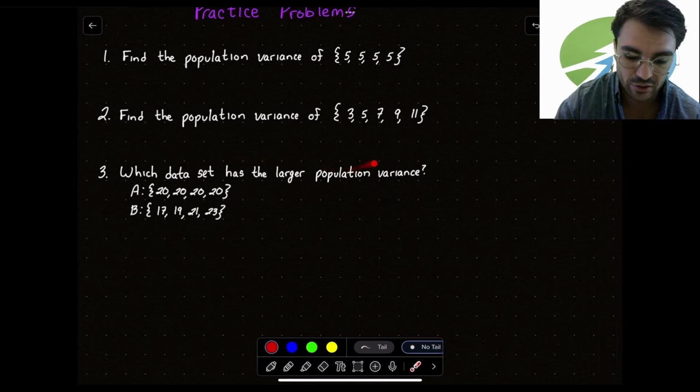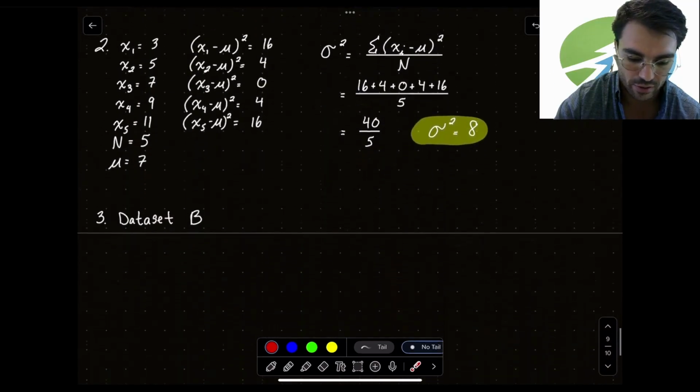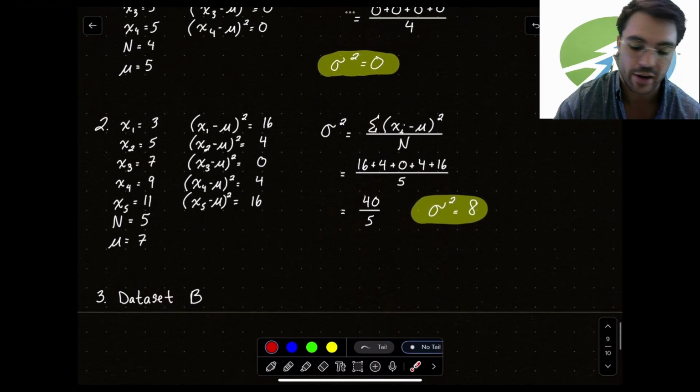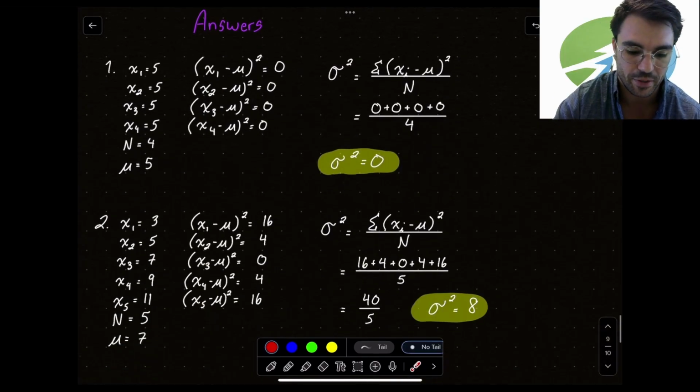And which data set has a larger population variance? Again, for the reason that number 1 is 0, we don't even need to do the work. We can see that this is all the same number. These numbers increase by 2. We should know just from looking at this that our population variance is going to be 0. And this one, I didn't even do the work. I just looked at it and knew this is 0. This one's going to be greater, easy peasy.